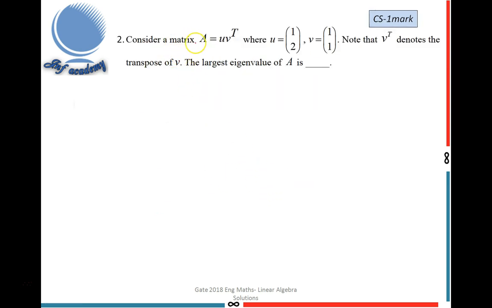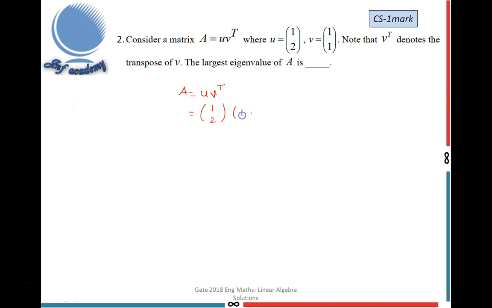The second problem: consider a matrix A equal to U V transpose, where U and V are given. Note that V transpose denotes the transpose of V. The largest eigenvalue of A is dash. We have to find the largest eigenvalue of A. So first I find the A matrix. What is A? U V transpose. What is U? 1, 2. V is 1, 1.